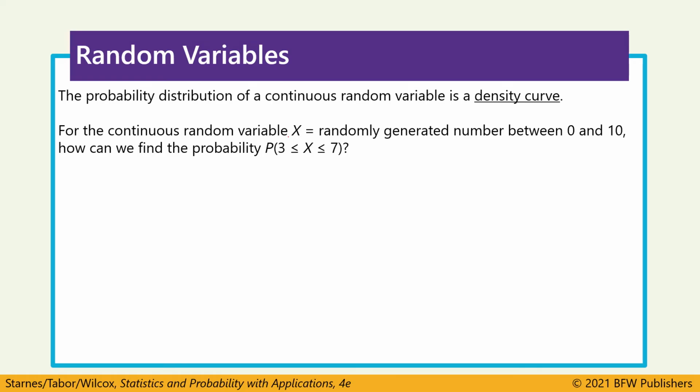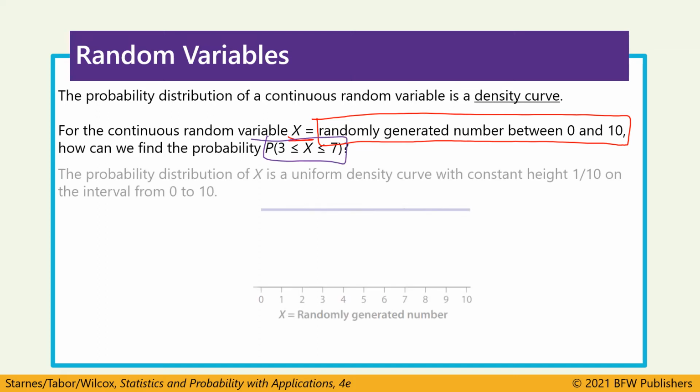So let's say we have the random variable x. It's going to be a randomly generated number between 0 and 10, and it's not just integers, so it can be 7.3549. We want to find the probability that we end up choosing a number between 3 and 7. So let's draw this out.